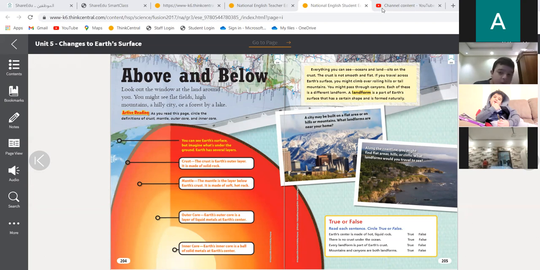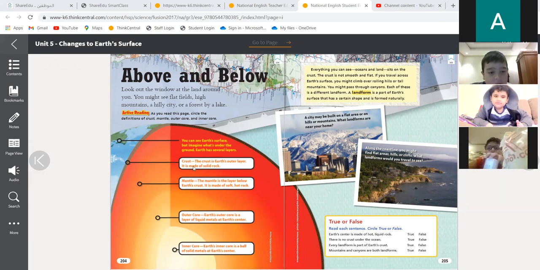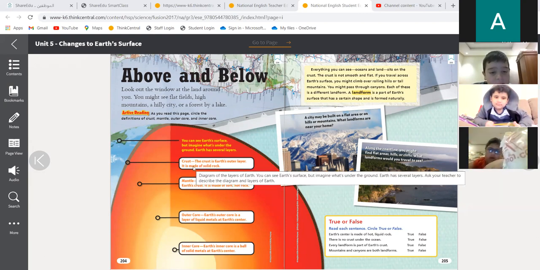We are learning about earth layers and how landforms are different in shape and sizes. How many earth layers do we have? Four layers. Excellent. And we live on what? In which layer? Crust. Excellent.